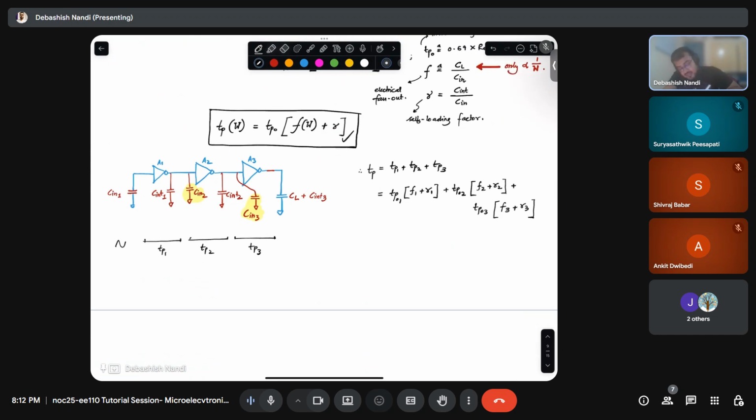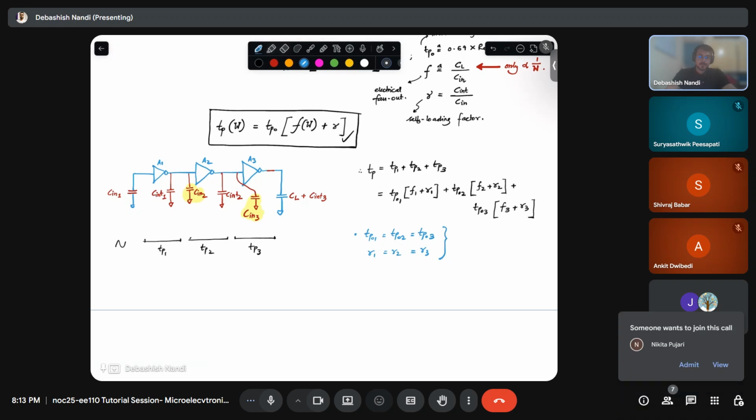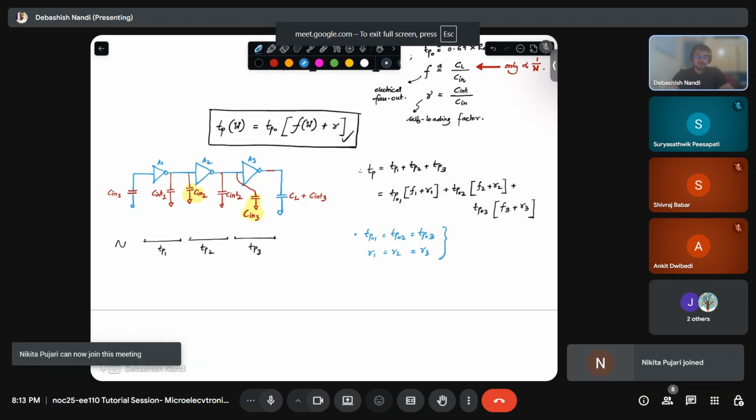I want to minimize. Okay, I will come to that point. So, can you see Tp01 is equal to Tp02 is equal to Tp03, and gamma 1 equal to gamma 2 equal to gamma 3? Is this obvious to you, or is it not?